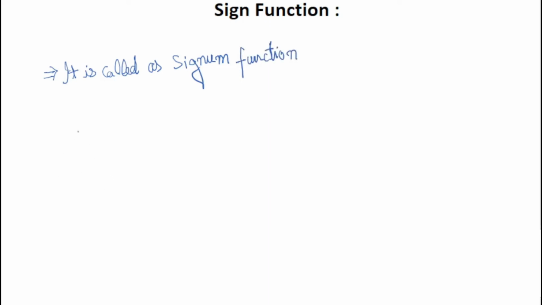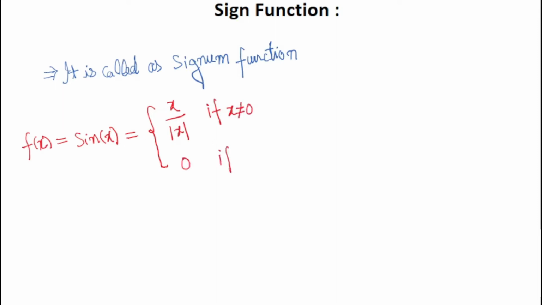And what is the function? It looks like this. Let me take the red. f(x) is equal to sgn x. Then we have x upon mod x, if x is not equal to 0, and the value will be 0 for this function if x is equal to 0.